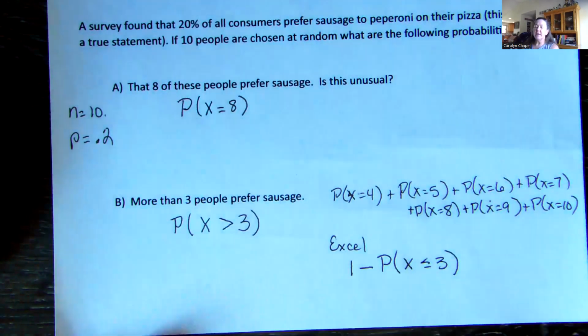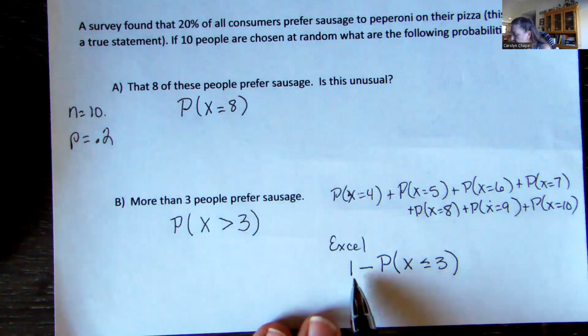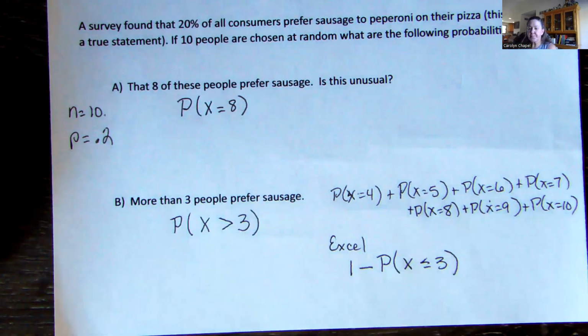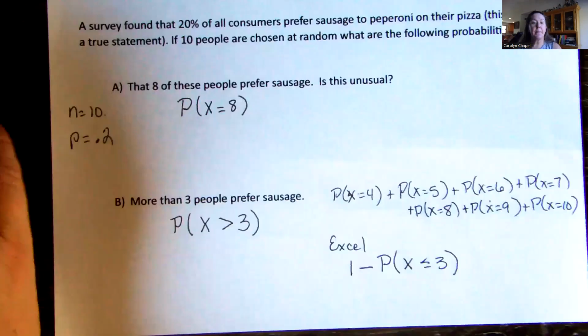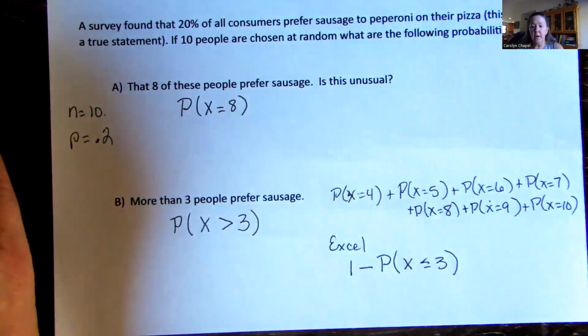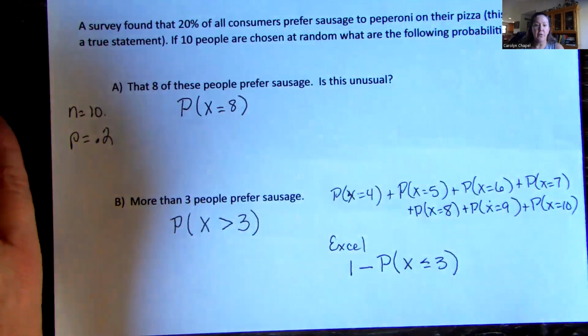And this is where I really kind of like StatCrunch a little bit better. So in Excel, we're going to have to do that 1 minus. And I'll do the hard part first. We'll go into Excel and do these. And then I will come back to StatCrunch and show you why I like StatCrunch for these guys. Okay, so we're going to go into Excel first.